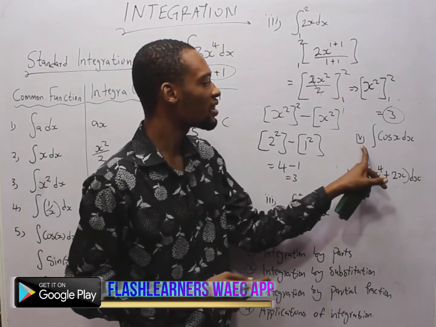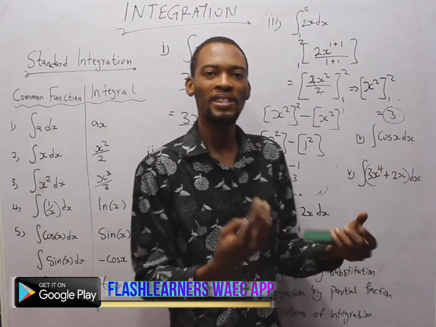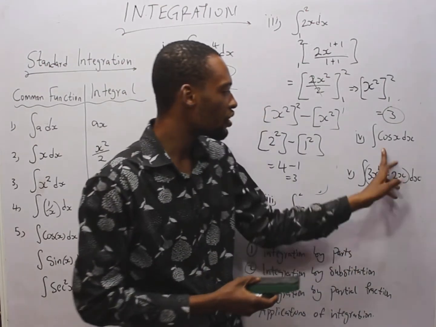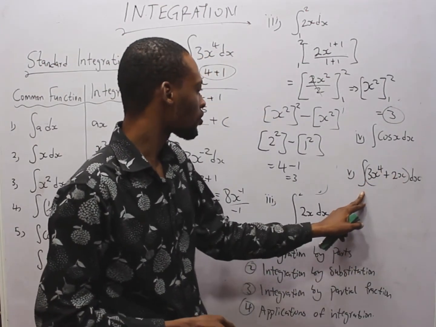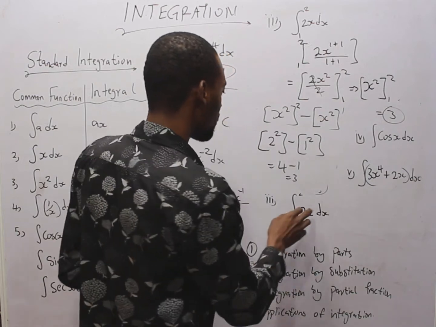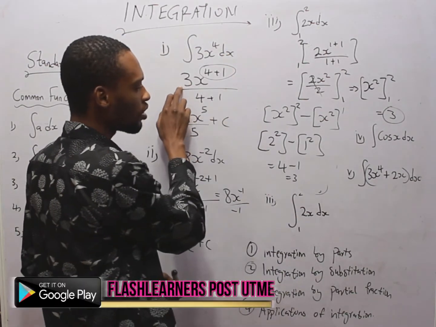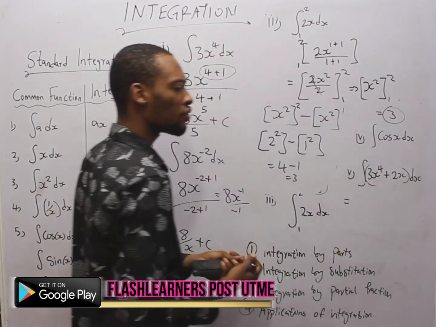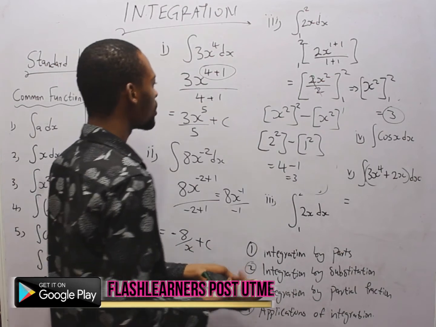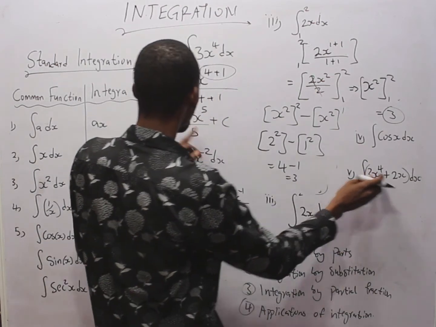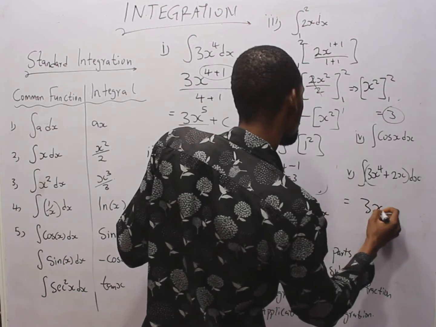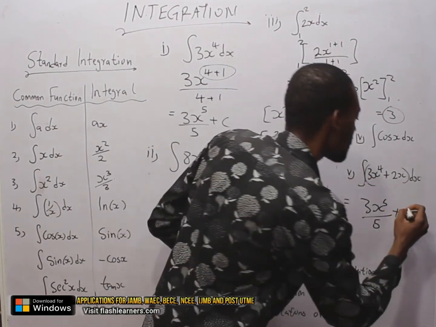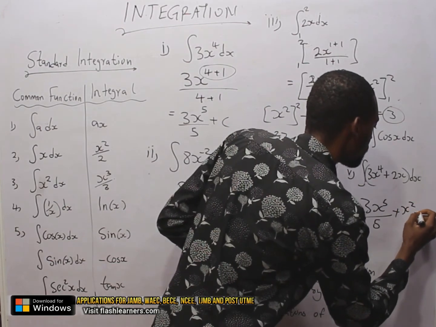For number 4, it says integrate cos s. From standard integrals, when you integrate cos s, you get sin s. So we've solved this. And how about this? I combined this and this. So when you are adding in integration, there is no special rule for addition or subtraction. What you simply do is integrate this on its own to have 3s raised to the power of 5 over 5, plus integrate this to get s squared, then plus c.